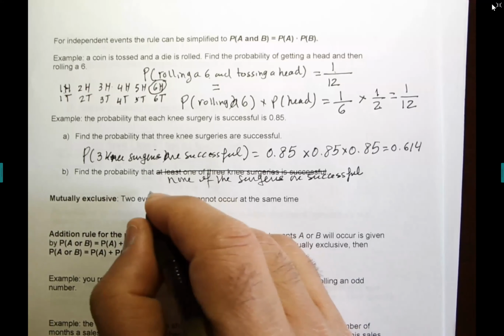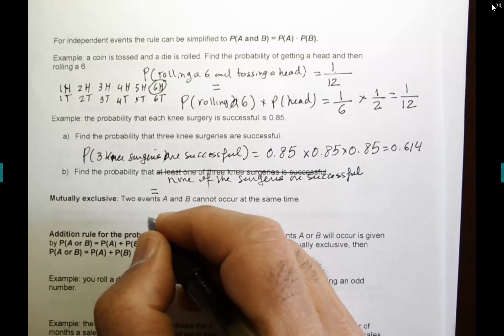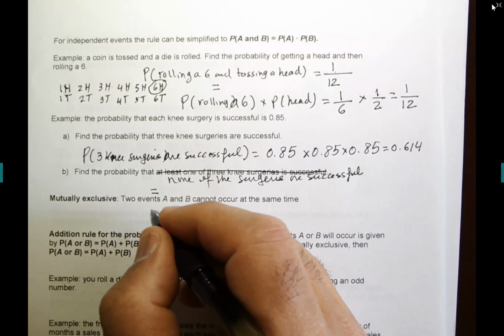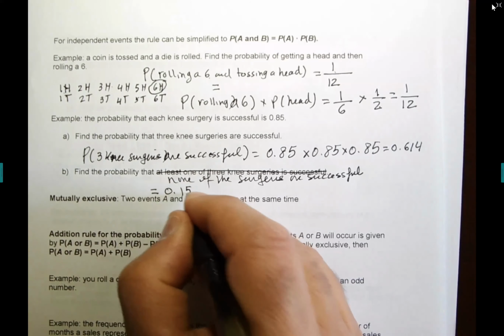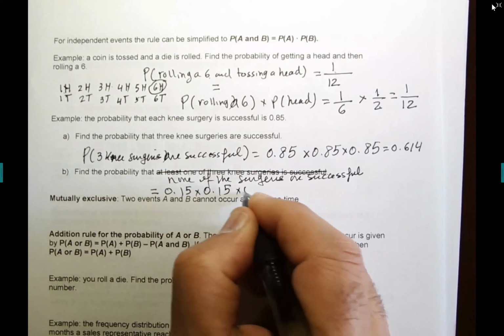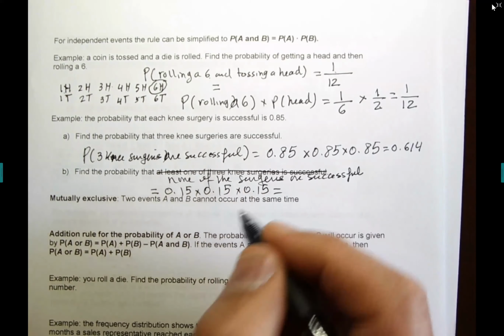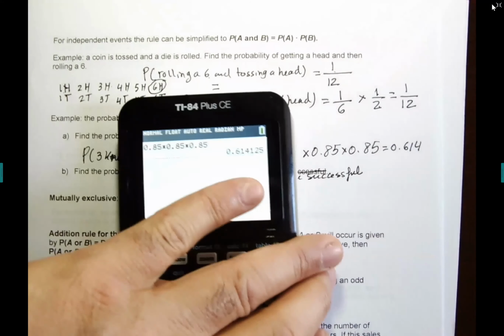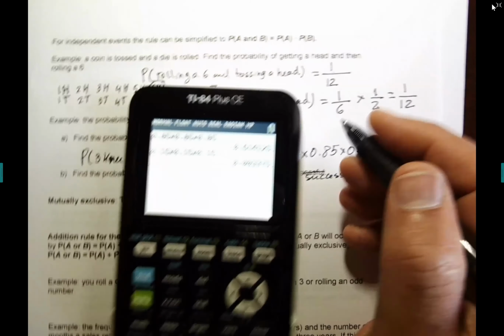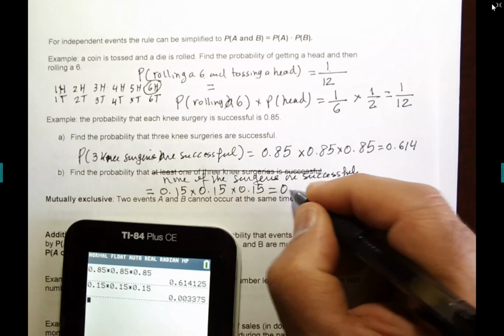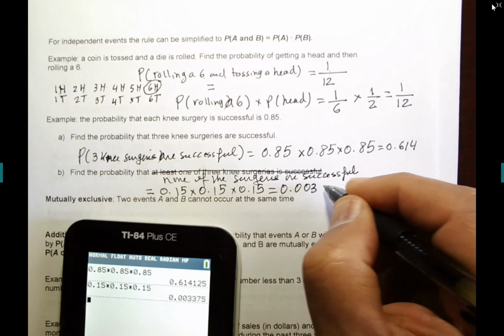Okay, any ideas? What's the probability that the first surgery is not successful, guys? If it is 85% for success, what will it be? Exactly. And what's the probability of the second one not being successful? And what's the probability of the third one not being successful? Well, it's not going to be bad news for the surgeon. You will see the probability is going to be very low, guys. Watch. 0.15, 0.15, 0.15. There you go. You should not be surprised if that's the answer.